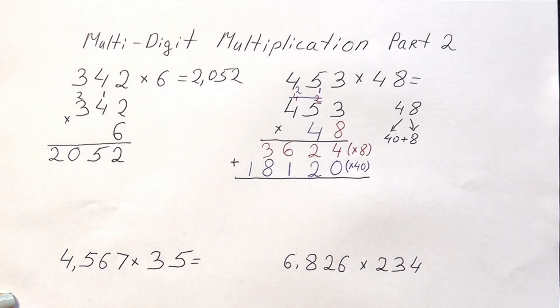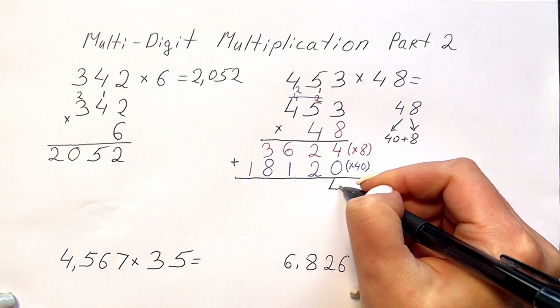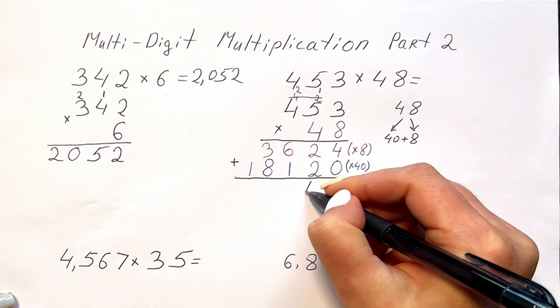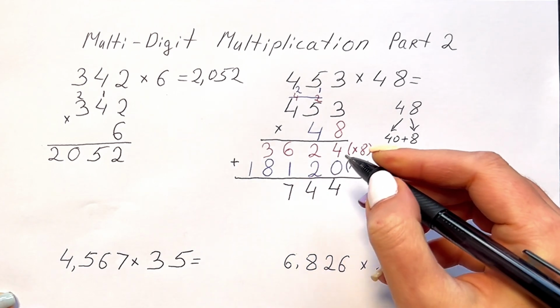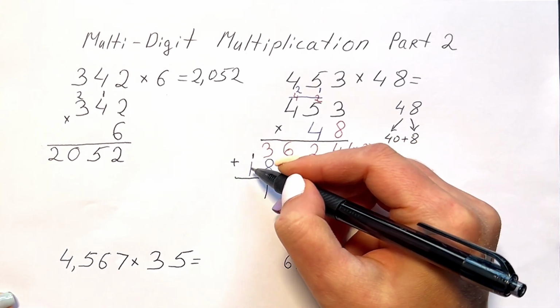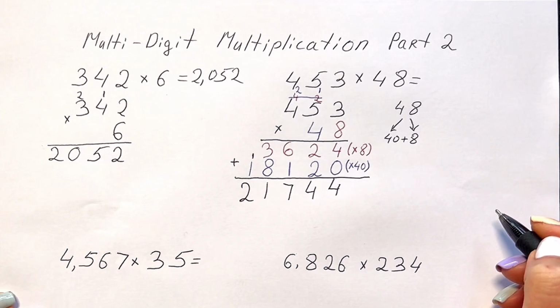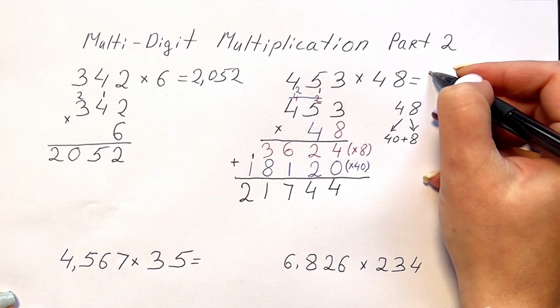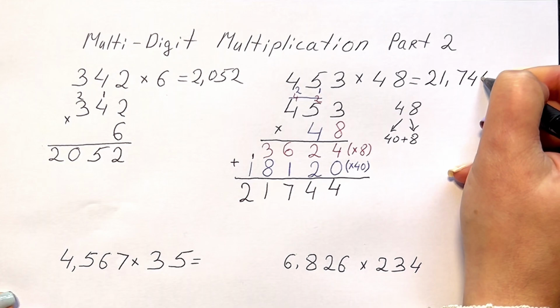In the third step, I already told you we're just gonna combine these two answers together. 4 plus 0 is 4. 2 plus 2 is 4. 6 plus 1 is 7. 3 plus 8 is 11. We will put the 1 and carry another one. 1 plus 1 is 2. So 453 times 48 is equal to 21,744.